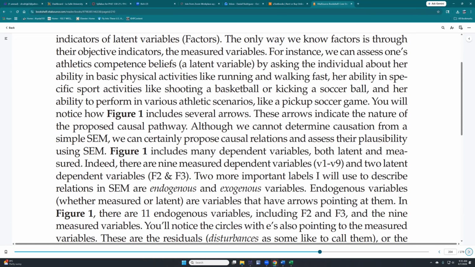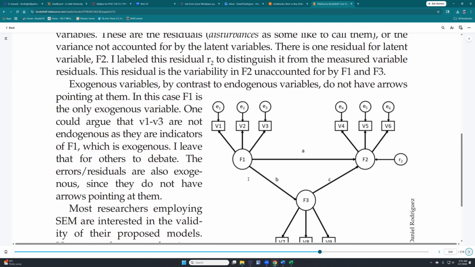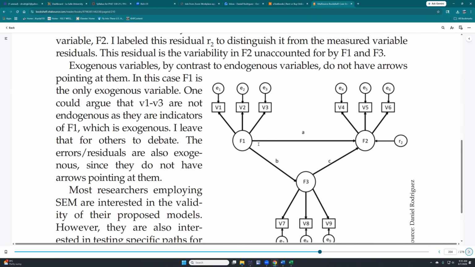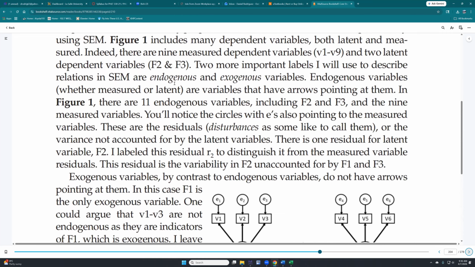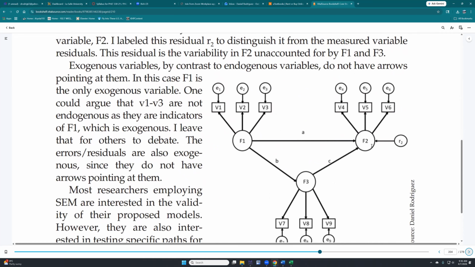So you'll notice that, let me just go back. Is this figure 1? Yeah, I think I rewrote it over here just for simplicity's sake. You'll notice that there are arrows here, and these arrows point from certain factors to other factors. So I'll just introduce a couple of terms here. There's endogenous and exogenous variables. An endogenous variable is a variable that has an arrow pointing to it, right?